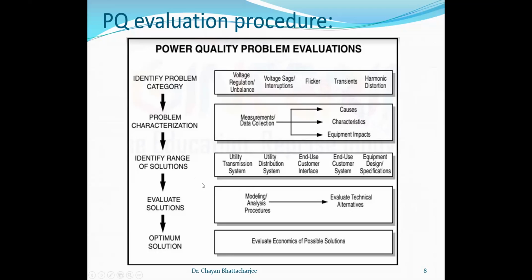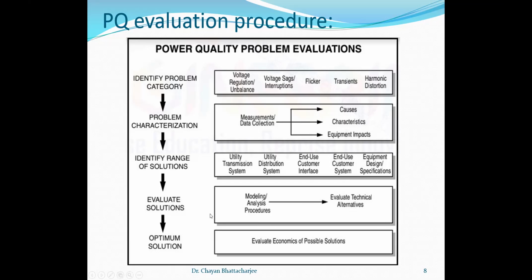Next is evaluating solutions. Evaluating solutions means based on modeling and analysis procedures. Different control strategies will be available for a particular mitigation device. So which control strategy will you adopt, and what are the technical alternatives for that? All the technical feasibilities you need to study over here. Say there are 3 technical feasibilities that you can chalk out, that these are the 3 options available for sorting out this particular power quality problem.